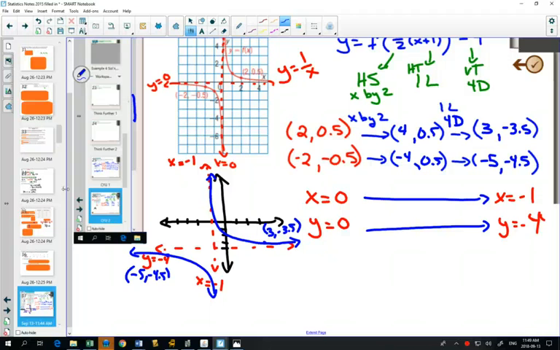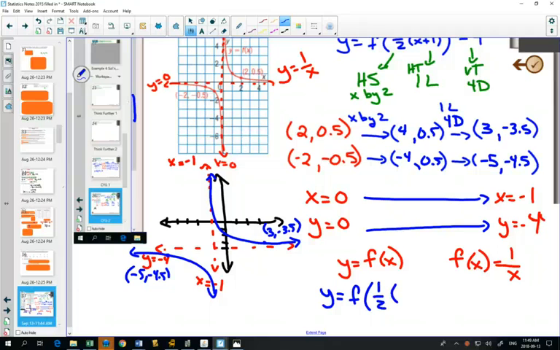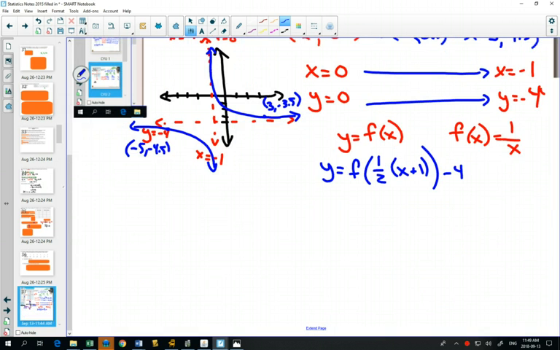The equation of our blue graph, if our red graph is y equals f of x, and we know that f of x is 1/x, our blue graph in terms of f was y equals f of 1/2 x plus 1, minus 4. That's the equation of our blue graph in terms of f. If we want to find the equation of our blue graph in terms of x, we need to change this function notation into explicit notation.